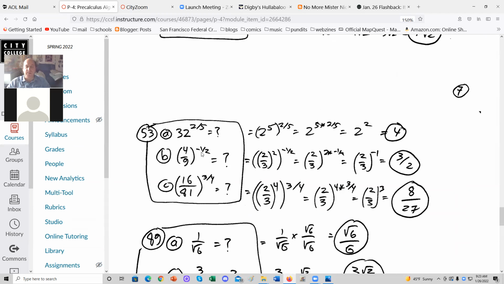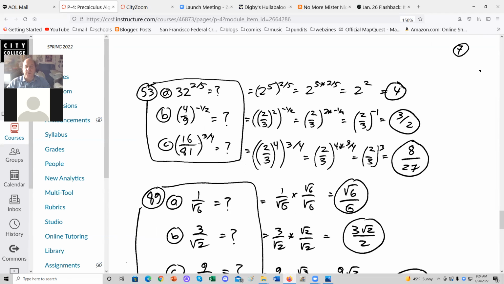49/4 to the minus half. Well, 4/9 is 2/3 to the 2nd power. You multiply these powers and you get 2/3 to the 2 times minus a half, which is 2/3 to the -1. And a negative power is a reciprocal, therefore 3/2.